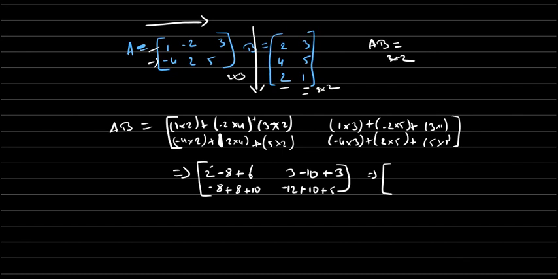Okay, 3 plus 3 will become 6 minus 10 will become minus 4. Here, see, this 8 and this 8 are gone, the leftover is 10. Here 10 plus 5 will become 15 minus 12 will become 3. Okay, this is what we find for AB. They said to find BA as well.